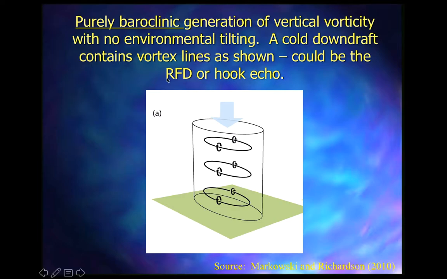You could look at this specifically where it's purely baroclinic generation of vorticity with no environmental tilting. So in this case, it's a cold downdraft. Here's the downdraft, contains vortex lines as shown. Could be the RFD or the Hooke echo. So here's the downdraft. So it's basically our cloud upside down. Vorticity looks like this. Strong vorticity. Again, go back to our lectures where we looked at a simple cloud where you have vorticity. It's basically a toroidal vortex, like an inner tube with the cloud in the middle. That's how the rotation looks.